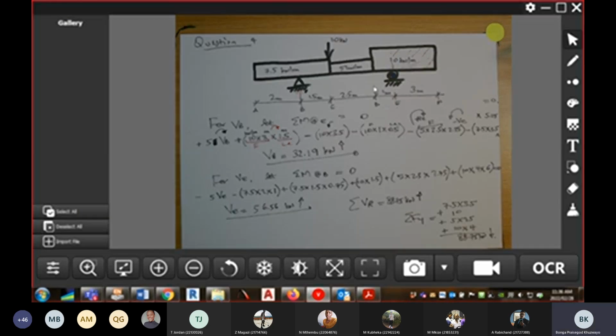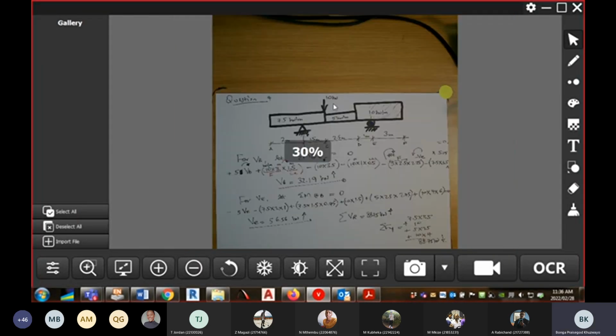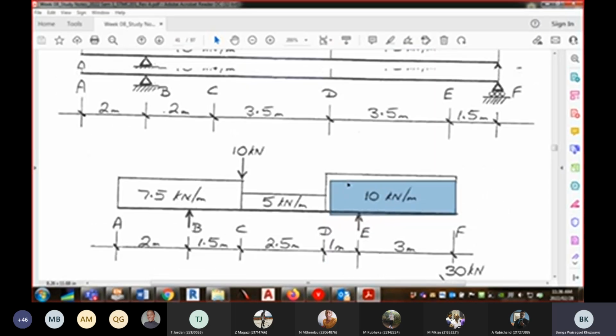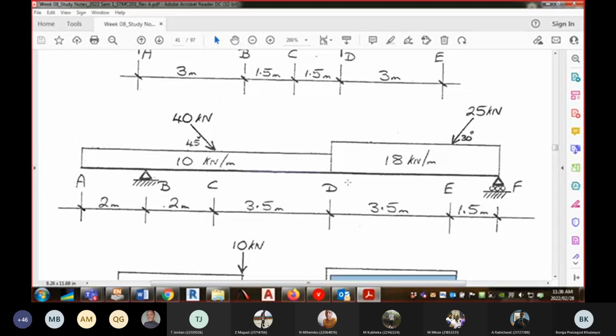So what we need to do now is to move on to the last one, this one, okay? The one with inclined forces. So, and I'm gonna ask you again to note this question down.